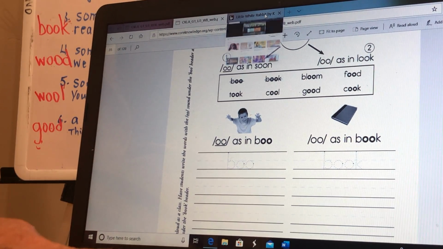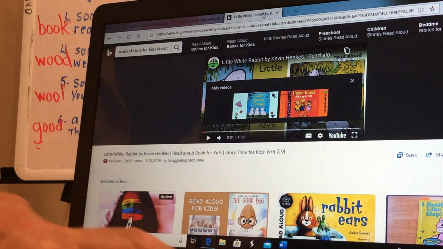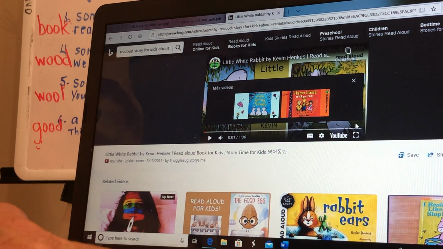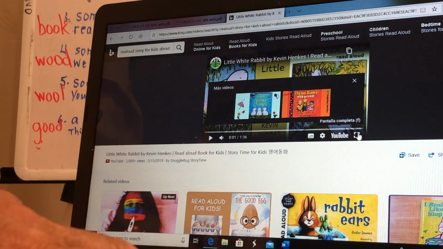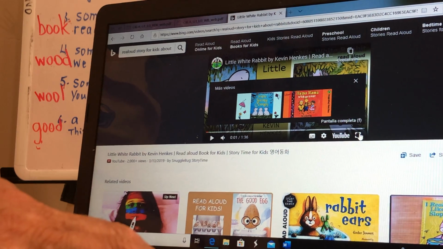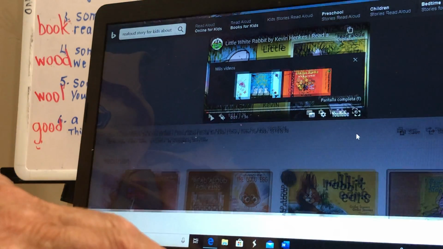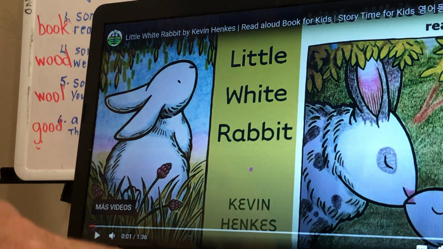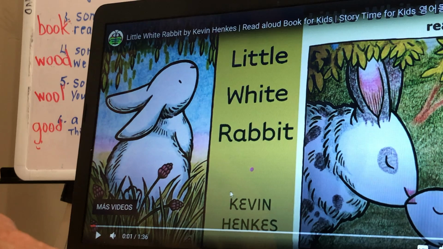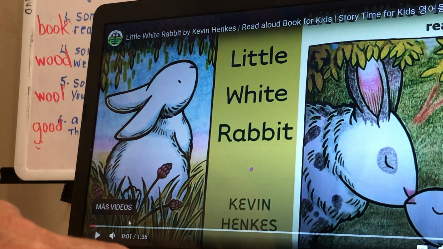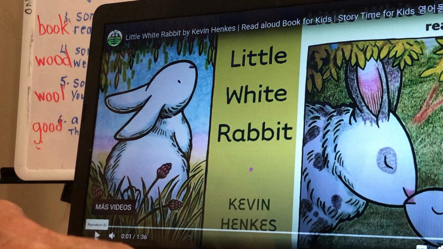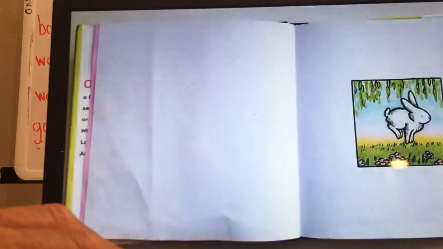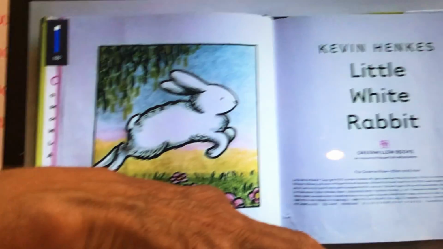So now we have the story, Little White Rabbit. And Little White Rabbit is a read aloud that I have off of the internet by Kevin Henkes. Listen to this story and see if it sounds familiar. Remember, those rabbits were scary. They called them hares, but remember, they were scary in the story. And they didn't want to be rabbits anymore. Little White Rabbit by Kevin Henkes.